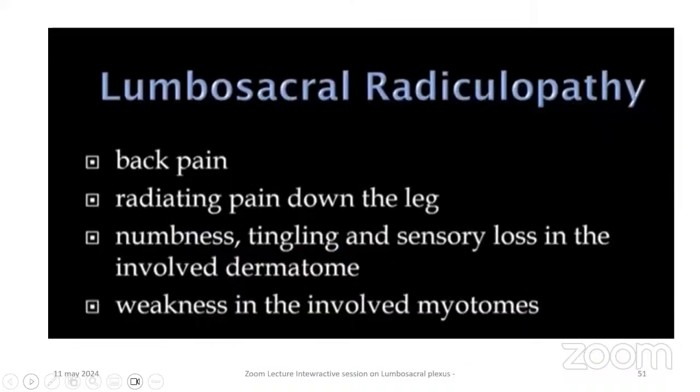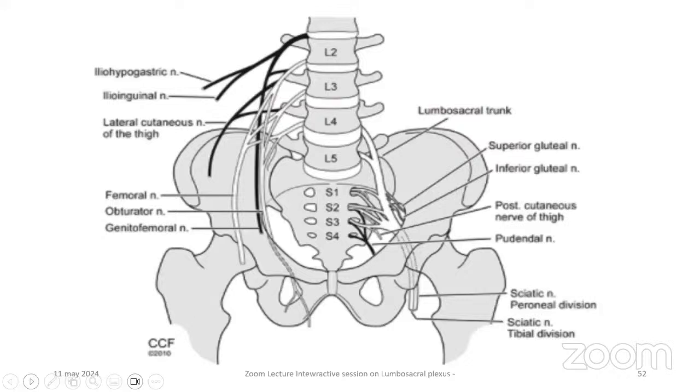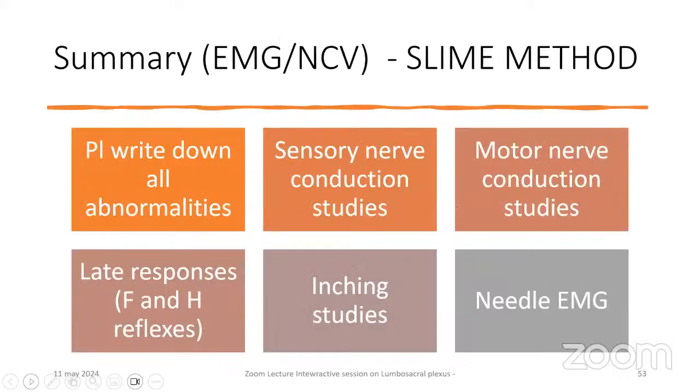The radiculopathy, as I said, presents with back pain, radiating pain down the leg, numbness, tingling, and sensory loss in the involved dermatomes. Again, I just put the slide so that you remember all the dermatomes. Most important is L4. L4 is the medial aspect of the leg. L5 is the web space between the great toe and the second toe. S1 is the lateral aspect of the foot. And L5 is the lateral aspect of the leg. L2, 3 is the anterior aspect. So these are the dermatomes, which are very important.